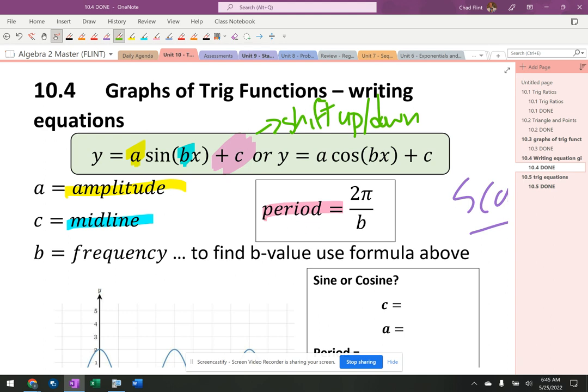We're just going to talk about writing some equations here. So then that way we should be able to graph some equations after we're decent at writing the equations.